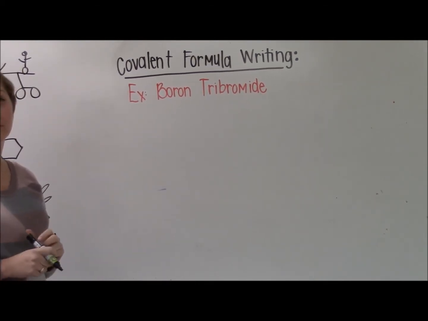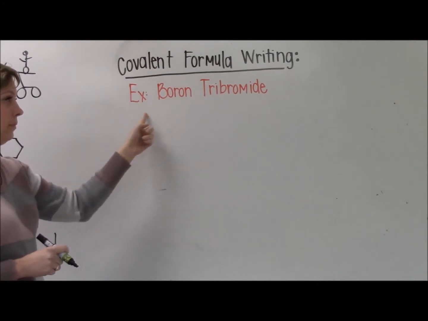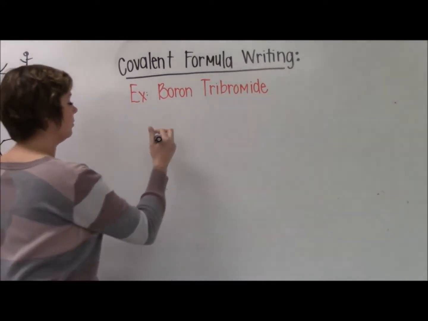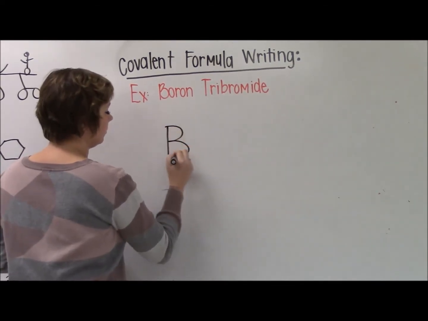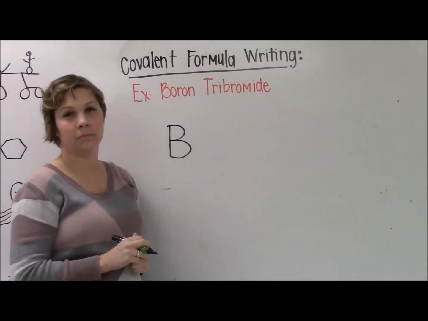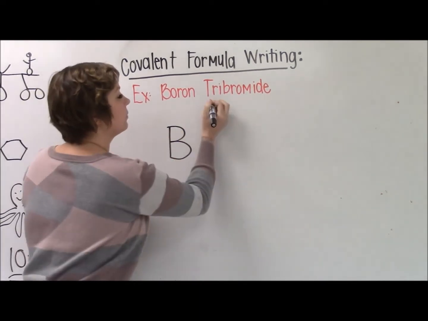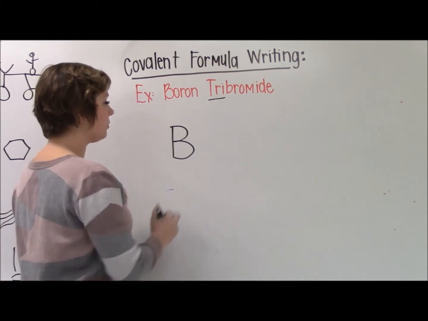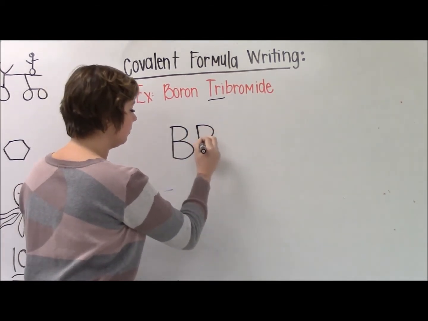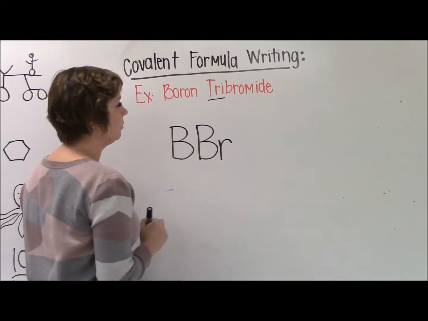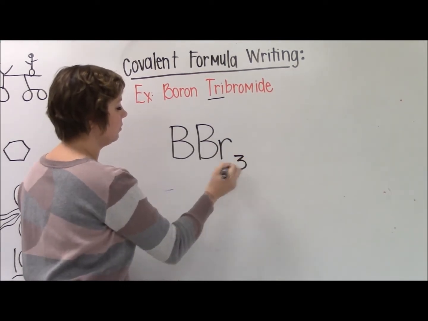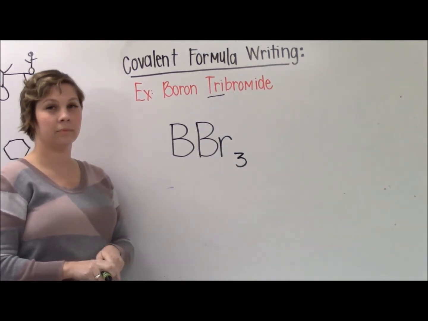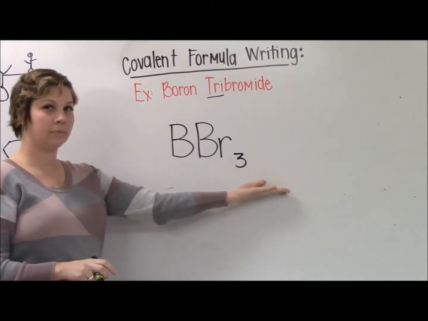In the name, you see that boron has no prefix, which means there is only one boron atom. In the formula, you will write a capital B to represent the one boron atom. Bromide has a prefix of tri, which means there are 3 bromine atoms. So in the formula, you will write a capital B and then a lowercase r to represent bromine with a subscript of 3. Recall that subscripts are smaller and below the normal writing. Your final formula should be BBr3.